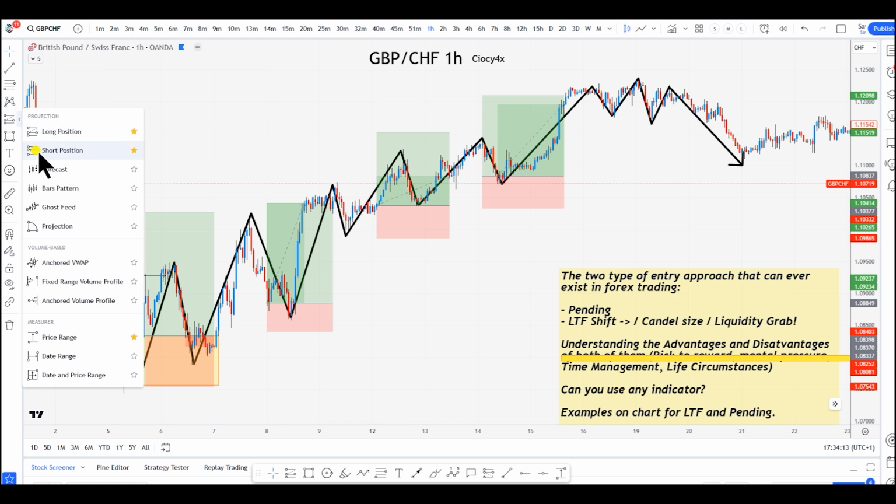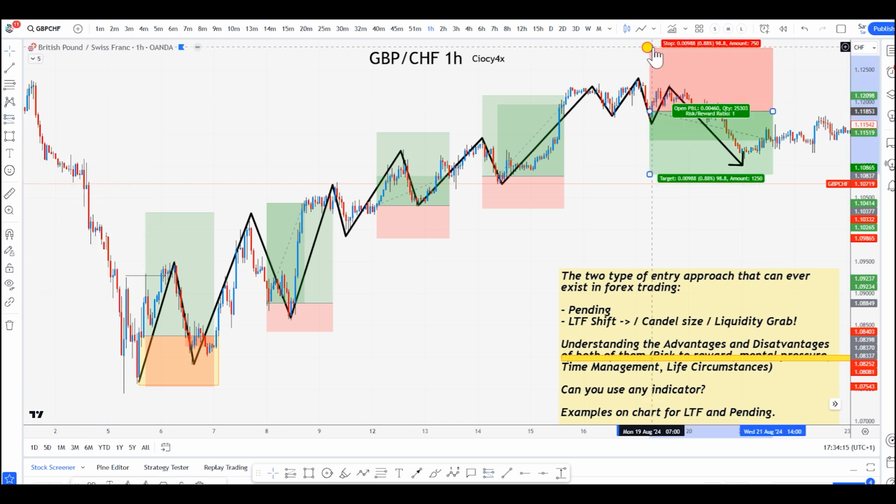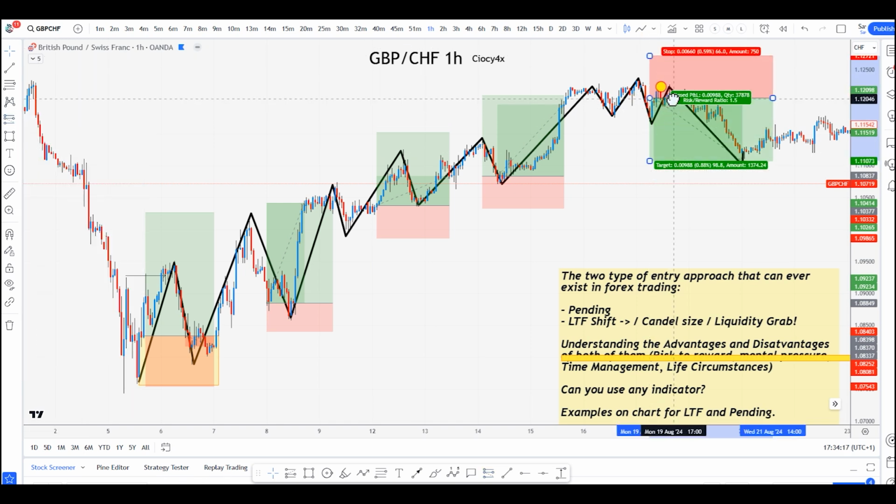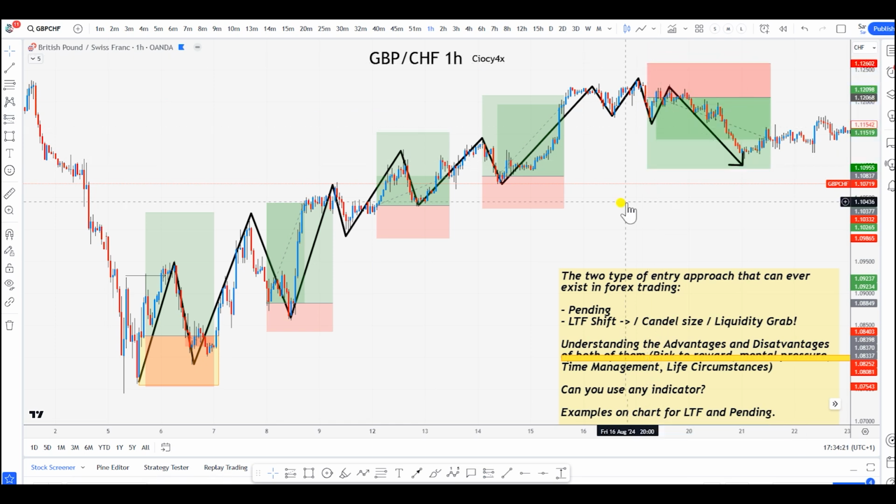That was the buy scenario, and then here you got the sell scenario, right? Look at this. The order flow is so clean. I don't usually trade this pair, but wow, this is amazing. Anyway, so now this was the pending order.